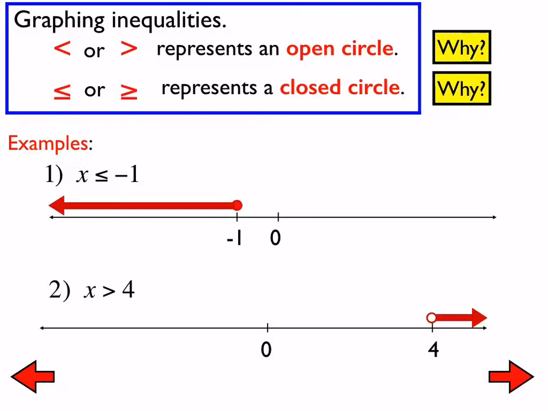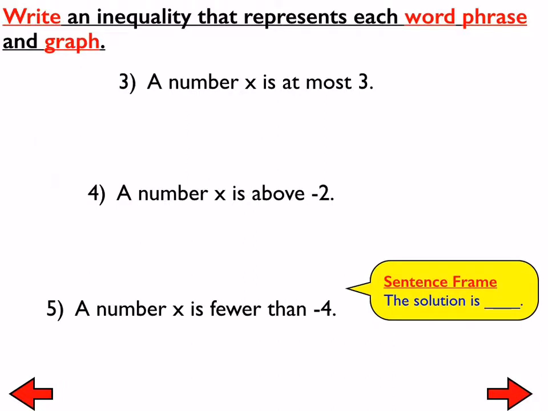All right, so now in number 3, 4, and 5, you actually have a sentence where the first thing you're going to have to do is convert the sentence to an inequality and then graph that inequality. So in these 3 problems, we're kind of putting everything together that we've talked about so far. So go ahead and do number 3, 4, and 5. Once again, convert the sentence to an inequality, then graph that inequality.